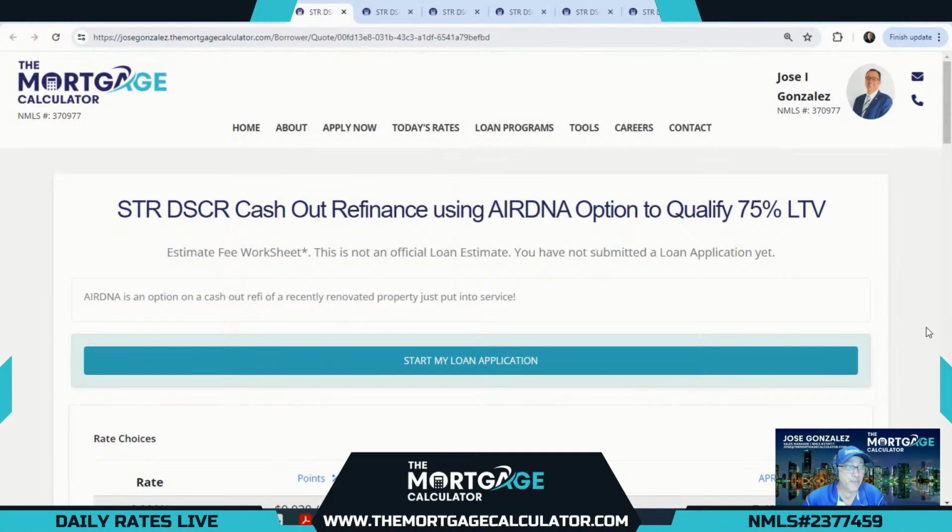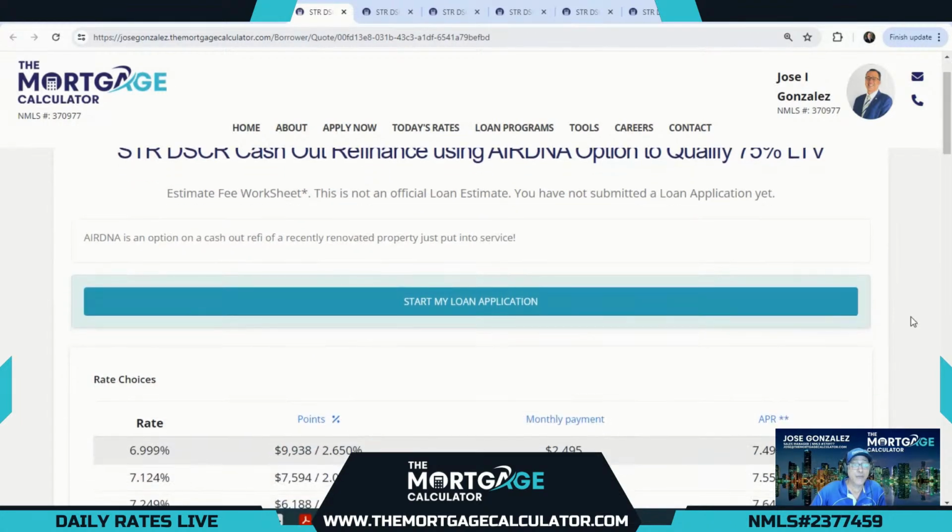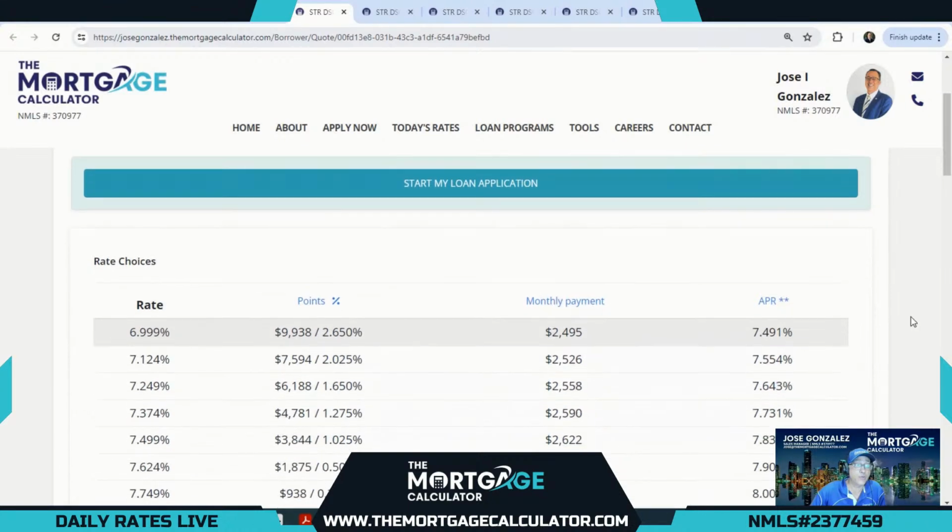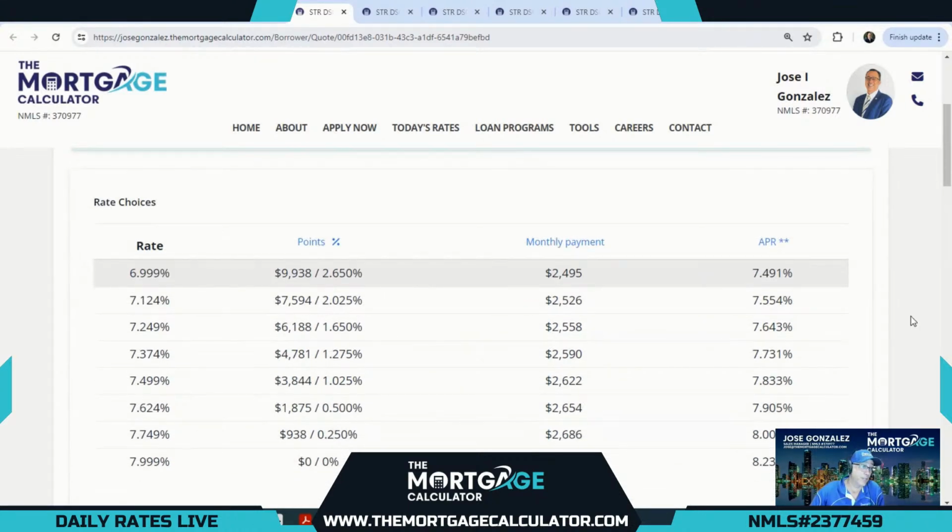But wait, there's more. Now, this is the nice little twist here that I'm giving to you guys. Nice little nugget of knowledge here is cash out refi using AirDNA. Yes, you heard me correctly. We do have an option for if the property was recently put into service, either because you just purchased it and renovated it, for example. That's usually going to be the best reason.